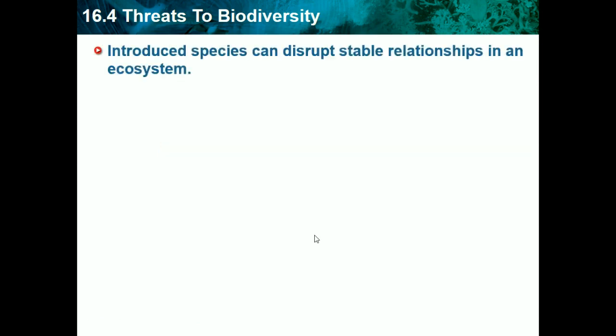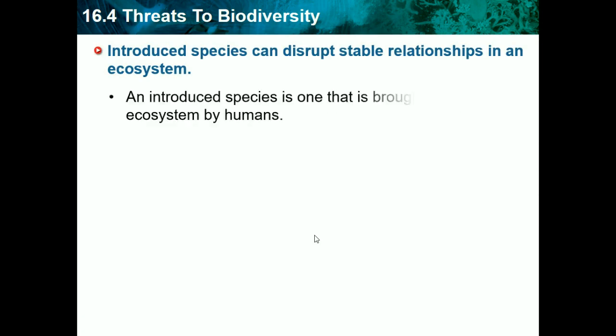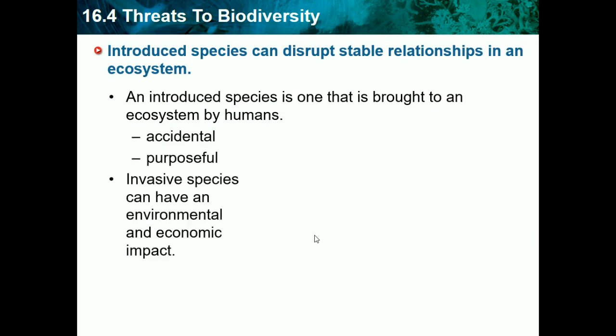So introduced species can disrupt stable relationships in an ecosystem. An introduced species is one that is brought into the ecosystem by humans. Humans bring in plants and animals from different regions of the world by accident or on purpose, and these are called invasive species. They can have an environmental and economic impact.